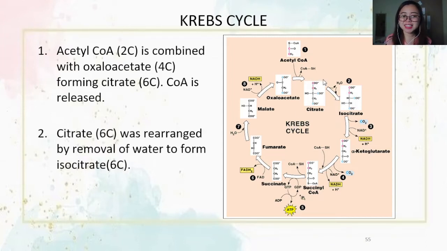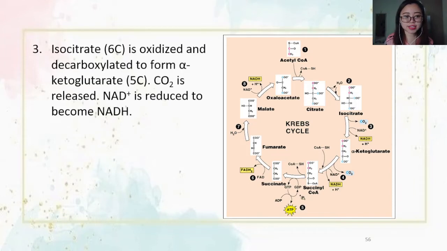So, this 6-carbon citrate is rearranged by the removal of water to form isocitrate. So, we take out a water molecule, it's going to become isocitrate. In the 3rd step, isocitrate, which is this 6-carbon molecule, is oxidized and decarboxylated to form alpha ketoglutarate.